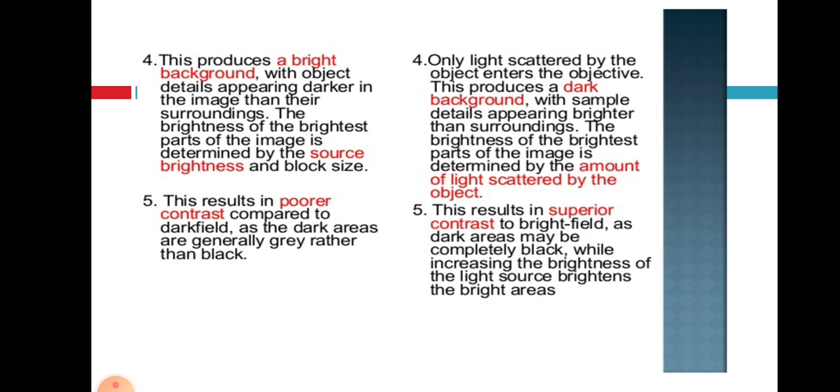Bright field produces a bright background with object details appearing darker in the image than their surroundings. The brightness of the brightest part of the image is determined by the source brightness and block size. In dark field, only light scattered by the object enters the objective. This produces a dark background with the sample details appearing brighter than the surroundings. The brightness of the brightest part of the image is determined by the amount of light scattered by the object. Bright field microscope results in poorer contrast compared to dark field, as the dark areas are generally gray rather than black. Dark field microscope results in superior contrast to bright field, as dark areas may be completely dark, while increasing the brightness of the light source brightens the bright areas.